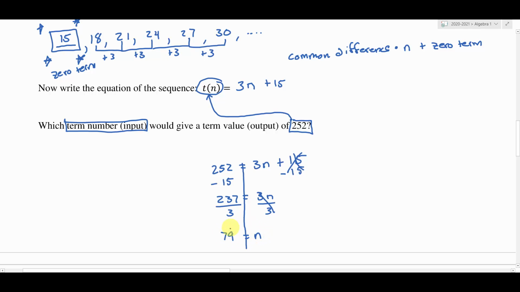Okay, so what this is telling me is that the 79th term will have a term value of 252. So if I were to continue this sequence all the way to the 79th term, I would see a 252 in the sequence. All right. So that's probably the hardest part with dealing with these sequences, is keeping straight what a term number and a term value is. And you just have to remember, a term number is the input, right? So it's what we would put in for n, and the term value is the output. It's what we would get on the other side of the equal sign.